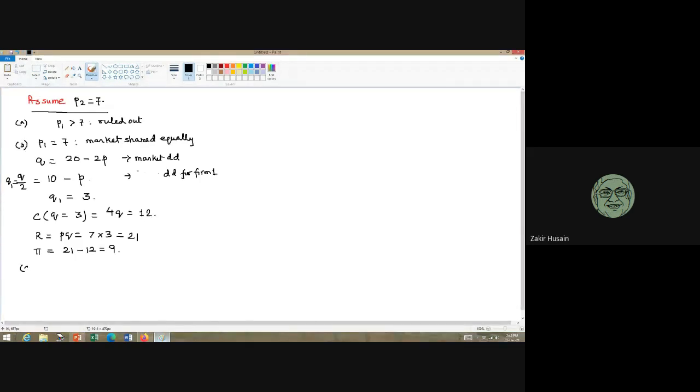Now suppose you set a price which is below 7. Okay, so let us say that the price that you set, P1, is 7 minus epsilon, when epsilon tends to 0. See, there's no point in unnecessarily reducing price. You'll reduce price by as little as possible. Okay.